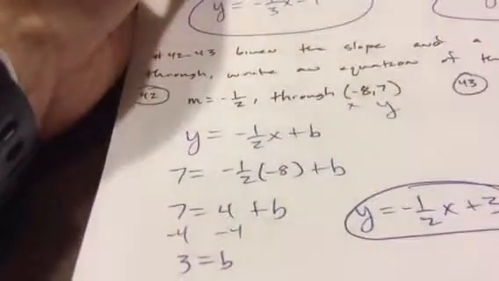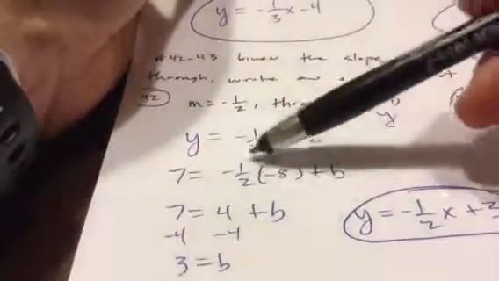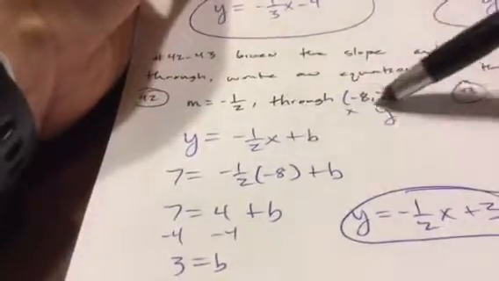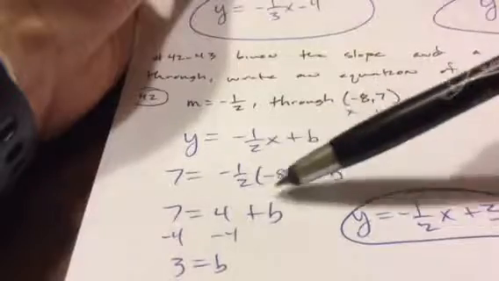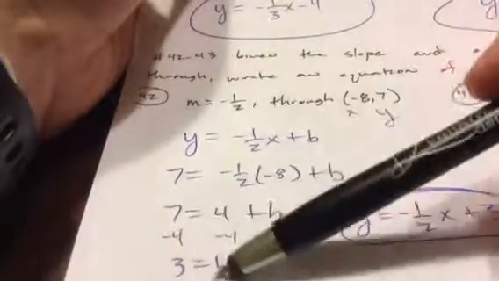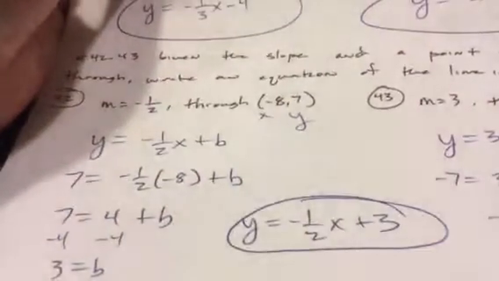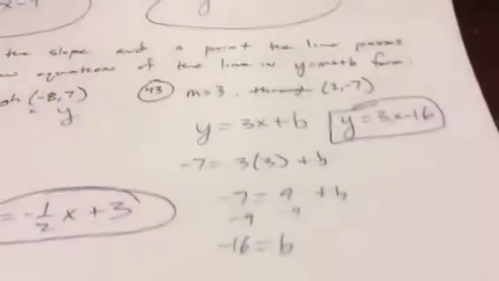It's still, I want it in y equals mx plus b form. All right, so y equals negative 1/2 x plus b, that's your m. Plug negative 8 in for x, 7 in for y. Negative 1/2 times negative 8 is 4. Subtract 4 from both. You get y is negative 1/2 x plus 3.